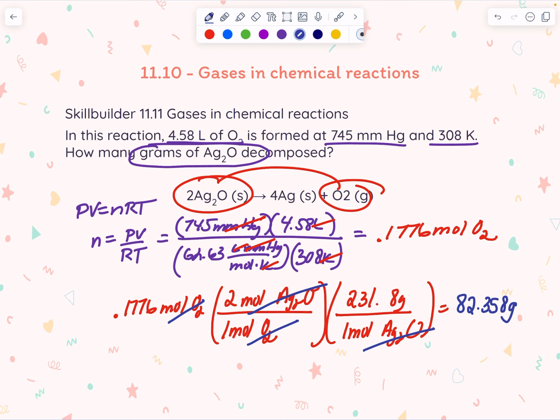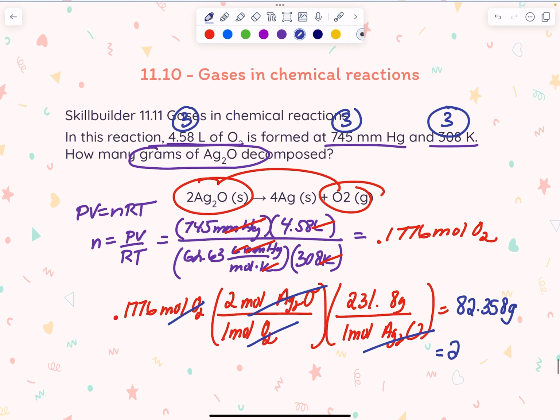I am putting that in my calculator, and I get 82.358 grams, and I'm going to round that to, looks like 3 significant figures. So my answer is going to come out to be 82.4, and that's grams of Ag2O.